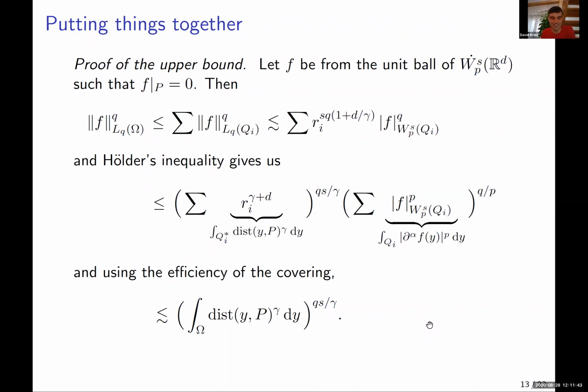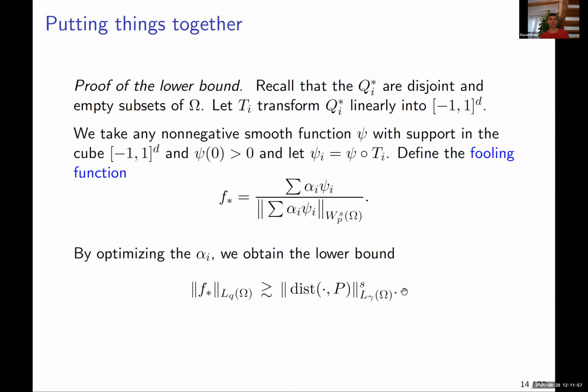Yes, and that's actually the proof of the upper bound. We have the desired upper bound for all functions which are from the unit ball and vanish on the point set. And so we get a theorem for this restricted space. And how does the lower bound work? For the lower bound, we have to construct a fooling function.